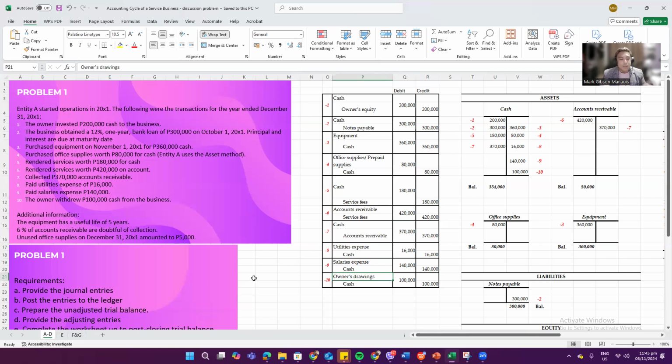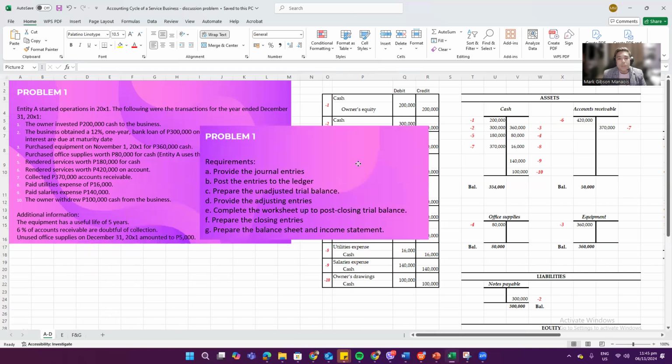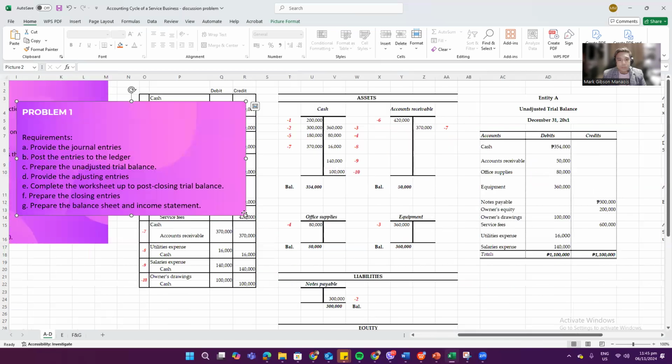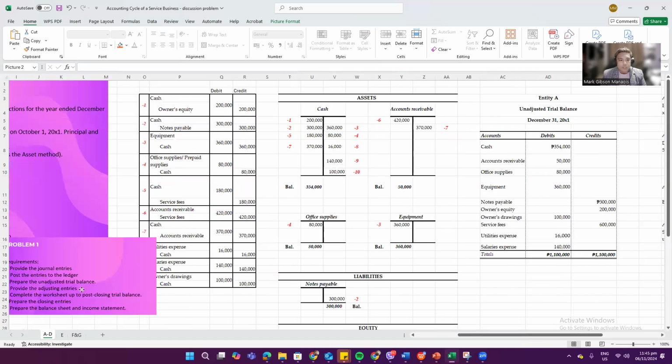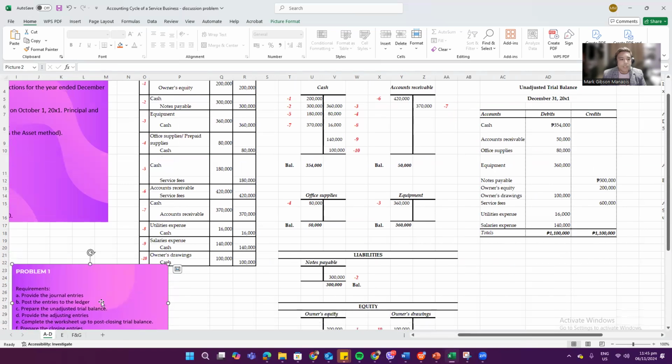Okay, so we have now satisfied requirement A. Let's go to requirement B. Ano bang sabi ni requirement B? Lagay ko lang dito as we move. Dito lang siya. So kay requirement B, ang kailangan lang naman natin gawin is post the entries to the ledger.